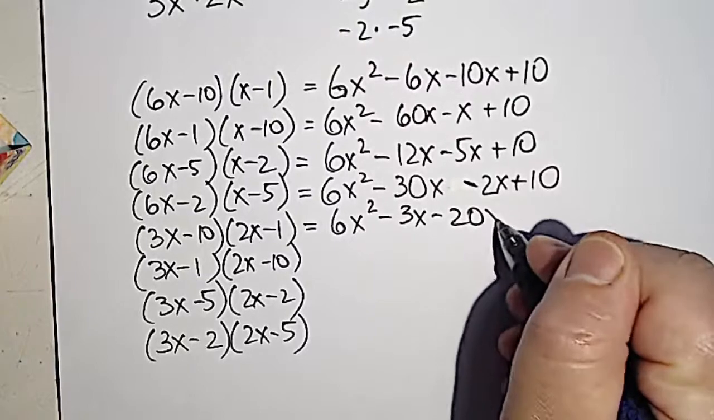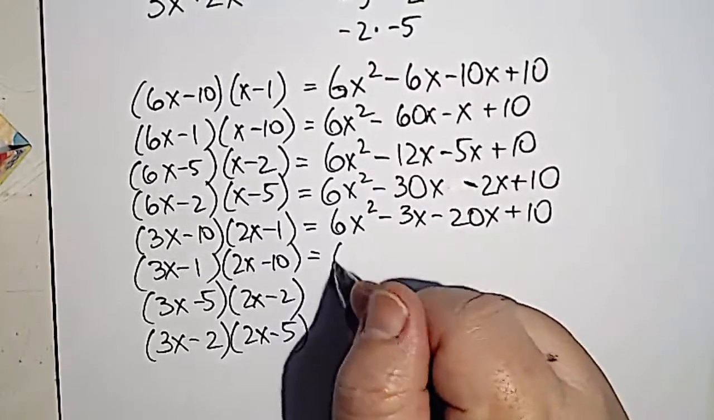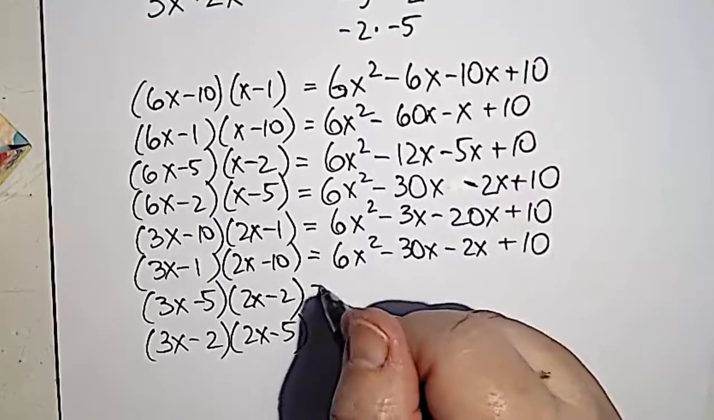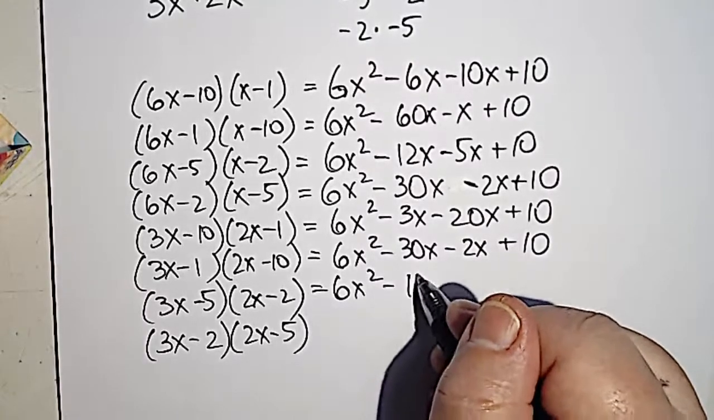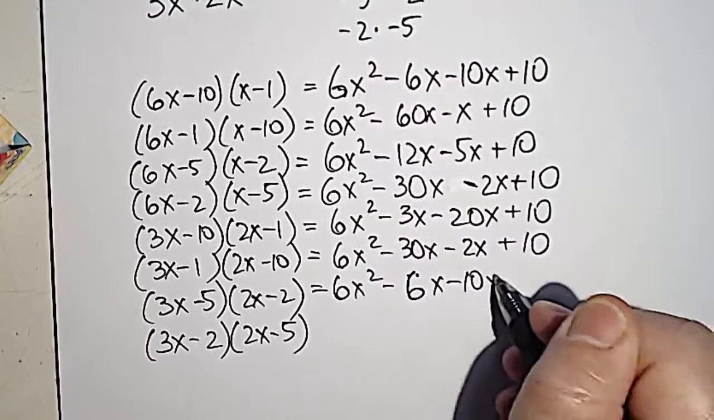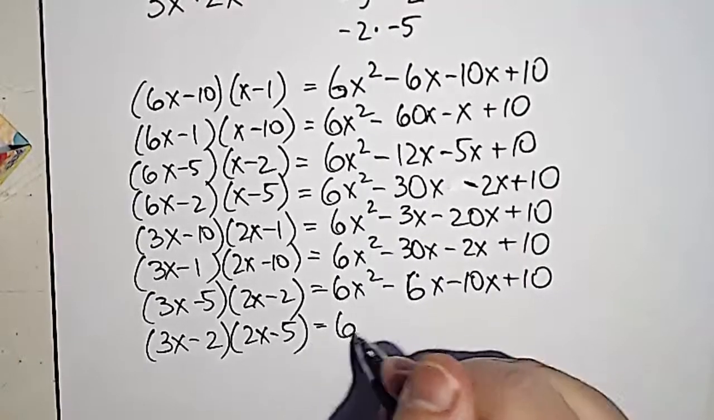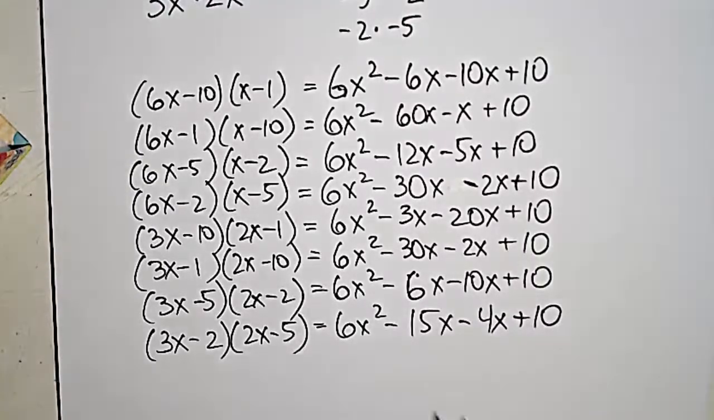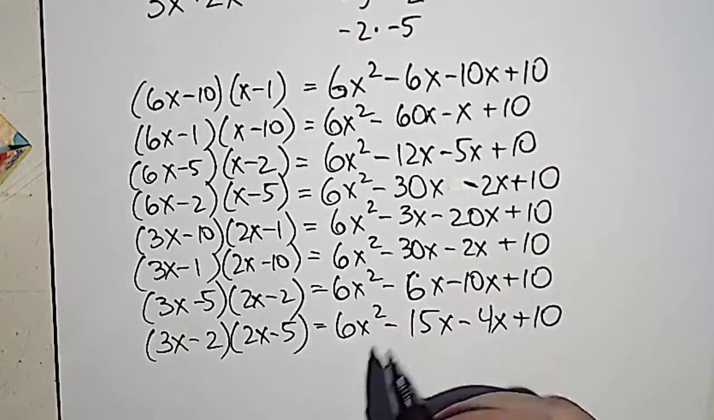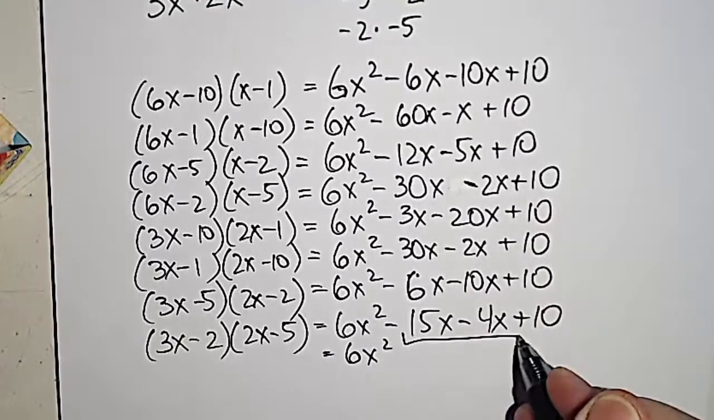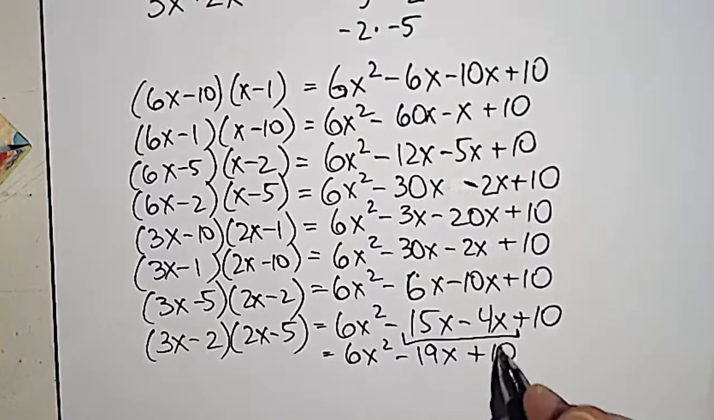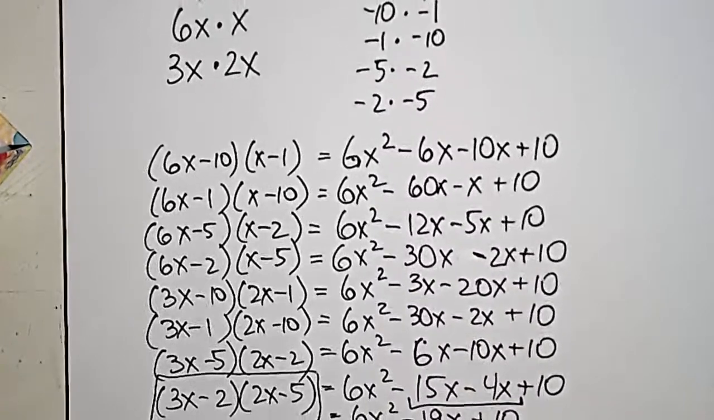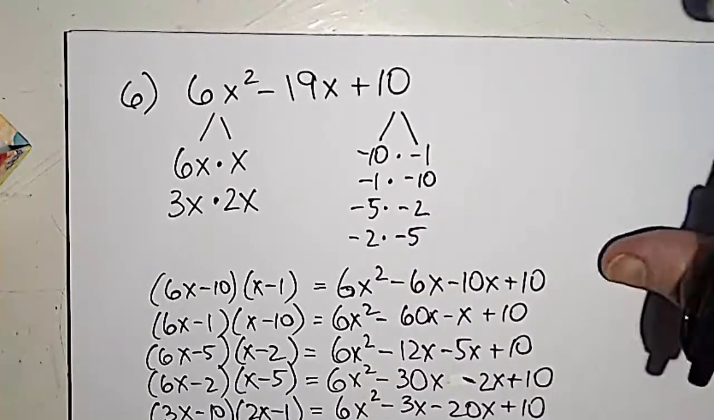3x minus 20x plus 10, 6x squared minus 30x minus 2x plus 10, 6x squared minus 6x minus 10x plus 10. And this one is 6x squared minus 15x minus 4x plus 10. The last one, notice 6x squared minus 19x plus 10. This is it. This is the one. So that is the one that matches our original problem.